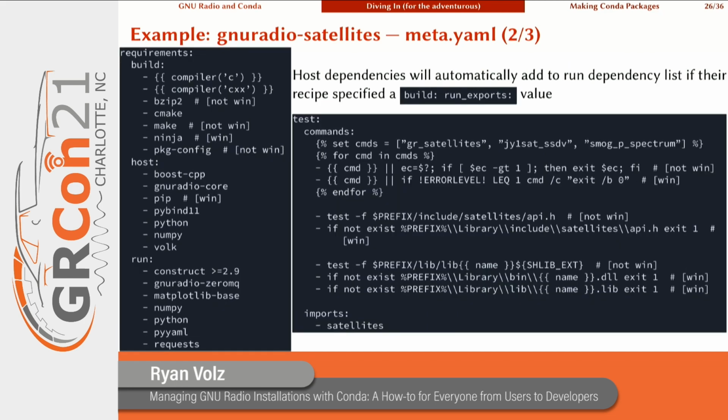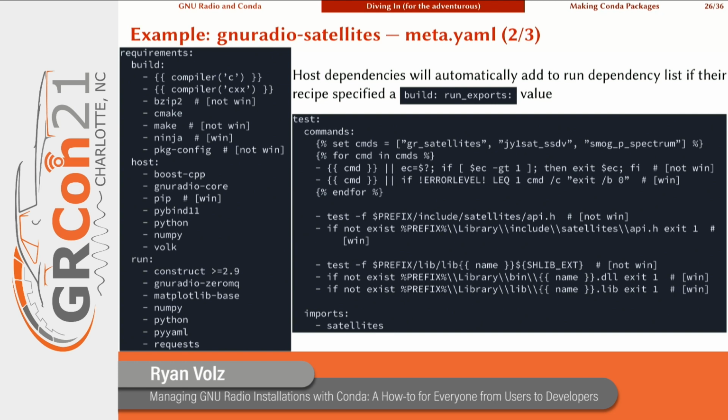The next section in the meta.yaml file is the list of requirements. Here divided into the build, host, and run environments. And you can see we use the selectors here to specify different requirements for the different operating systems. It's important to note that host dependencies can automatically add to the run dependency list if their recipe specified a special value in its own build, run, export section.